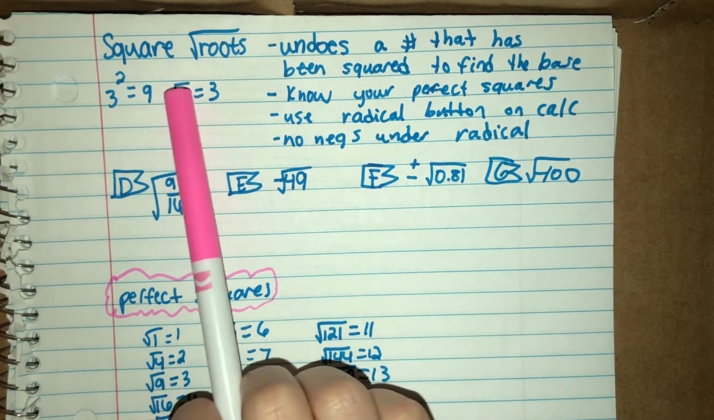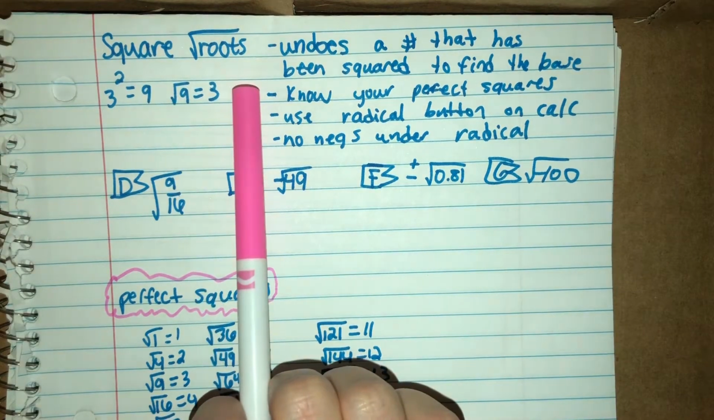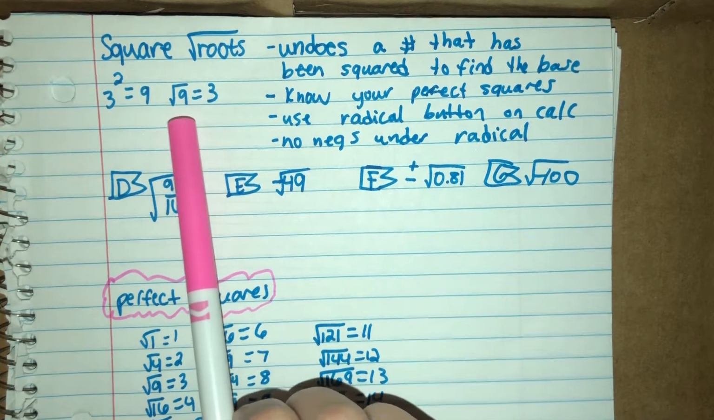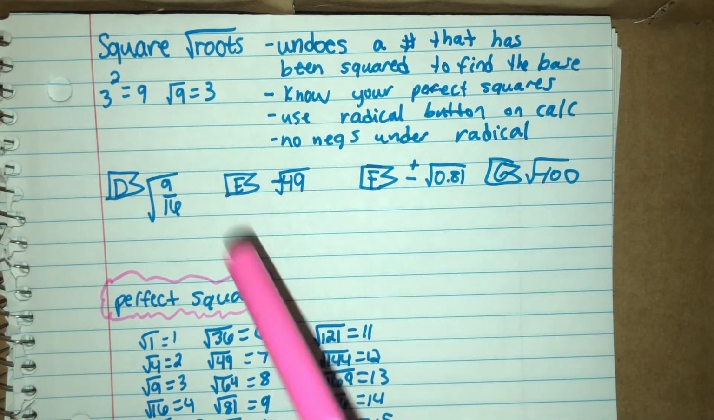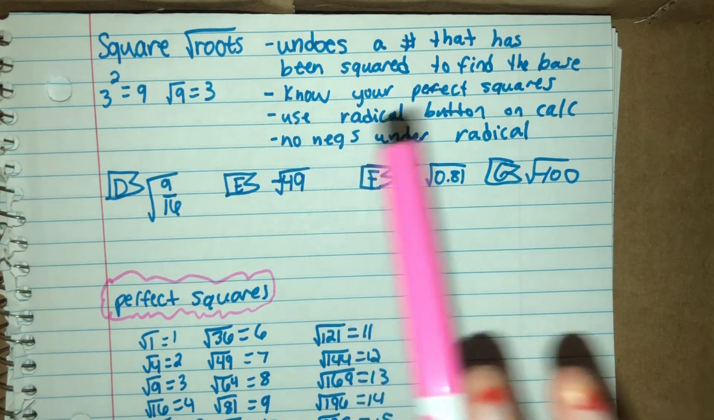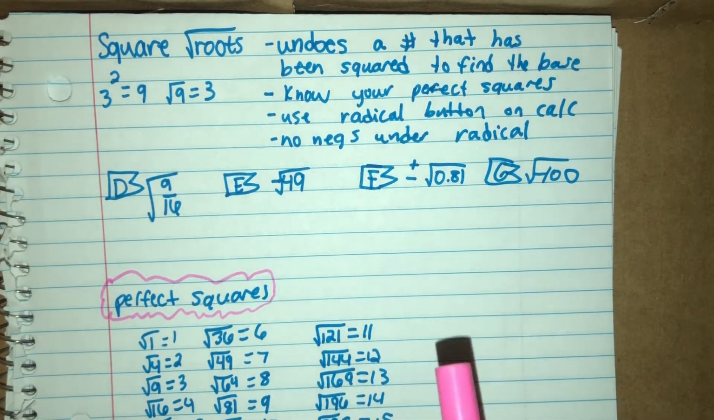So to find the square root of 9, you have to ask yourself what number times itself is equal to 9. 3 is the only thing that would be true for. The best way to do that is honestly just to know your perfect squares. So you need to know that 1 squared is 1, and 2 squared is 4, and 3 squared is 9, probably all the way up to 15, just like you learned your multiplication facts.